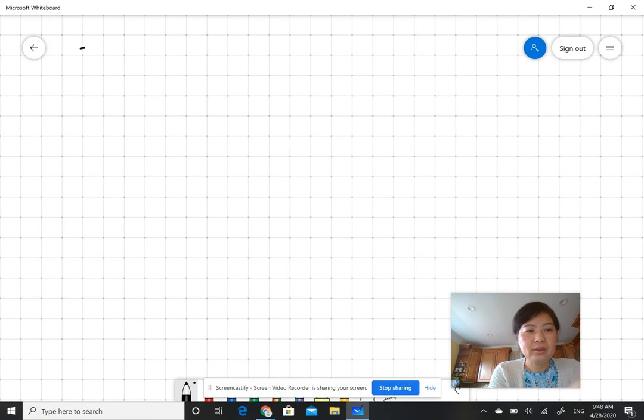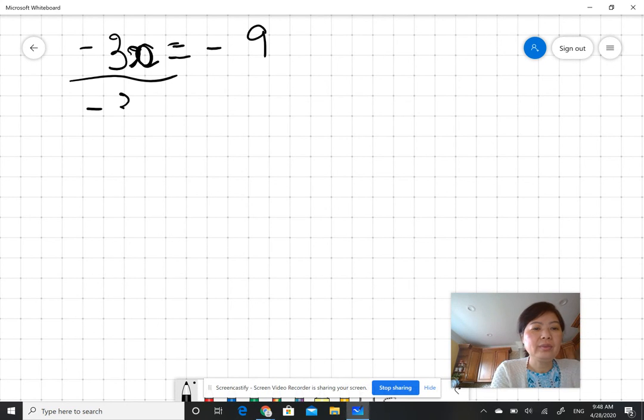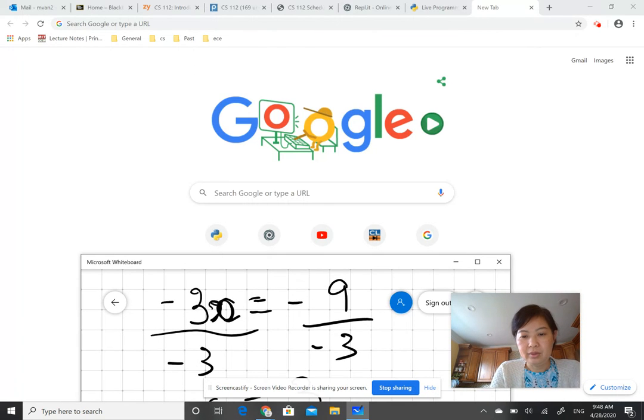Negative 3x equals negative 9. Okay? All right, so this is the x side. So you need to divide by negative 3, right? And then x equals negative divided by negative, we get a positive. So it would be positive 3, right?